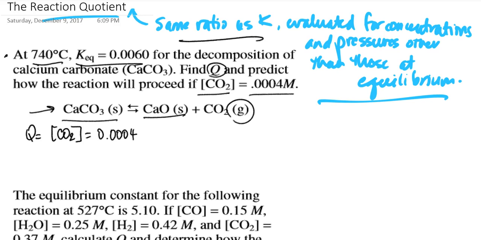0.0004. And the next thing I should do is compare that to my value of my equilibrium constant. As it turns out, my equilibrium constant is 0.0060. So Q, in this case, is less than K. And the way it works is equilibrium processes will want to actually change until Q equals K. And so in this case, since Q is smaller than K, the reaction is going to proceed in the direction that makes Q the same value as K. Q must get larger.